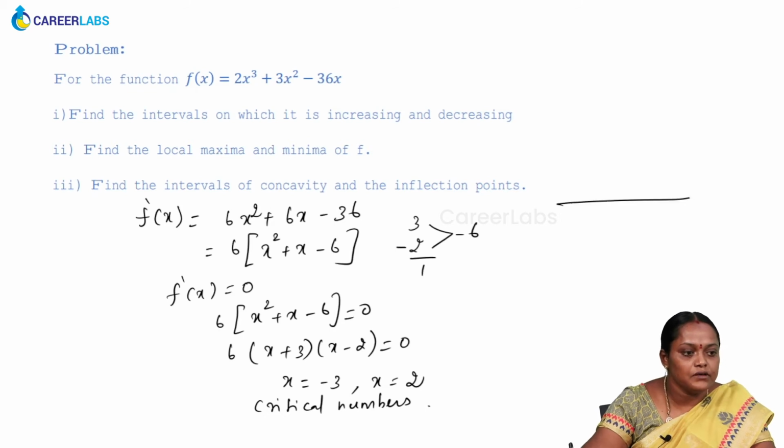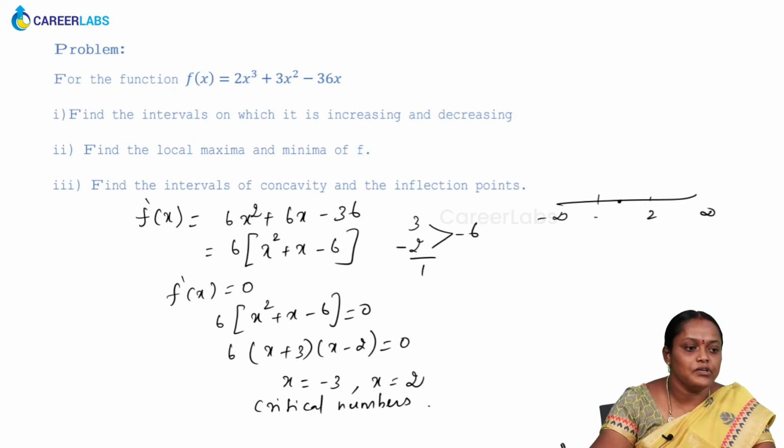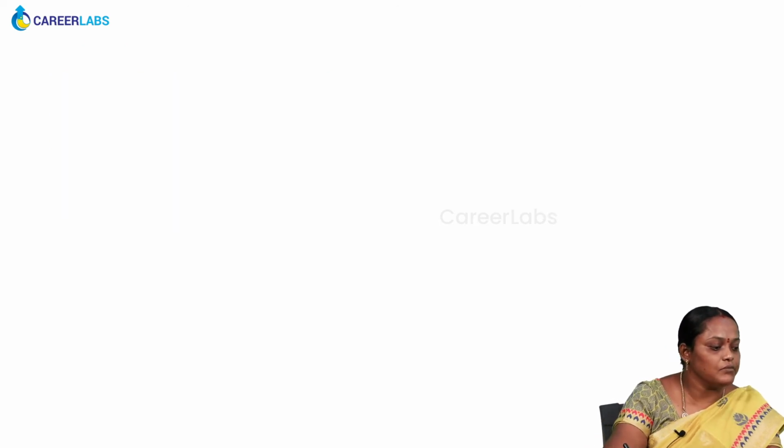Okay. So here it is, minus infinity to plus infinity. The origin is somewhere over here, 2 is somewhere over here, and minus 3 is over here. We are just going to break this into 3 different intervals. So let us form a table here.